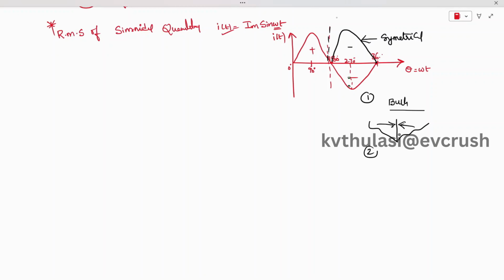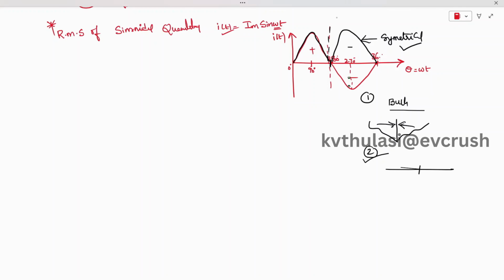Next one is your laptop. Your laptop is also foldable in nature when you fold it with respect to one axis. So when you fold your laptop along one axis, this is also called symmetrical. Now you can see this half of the waveform and this half are both the same, therefore I can call this waveform symmetrical. Now for this symmetrical sinusoidal current, let us find out the RMS.